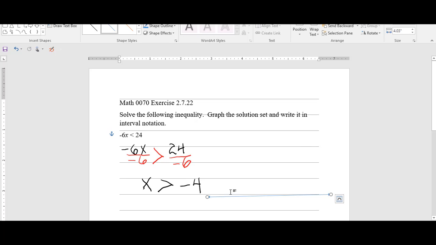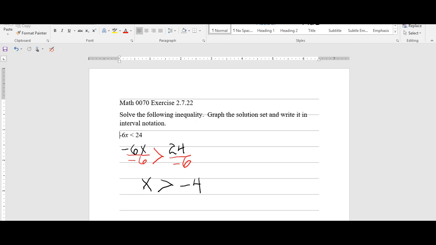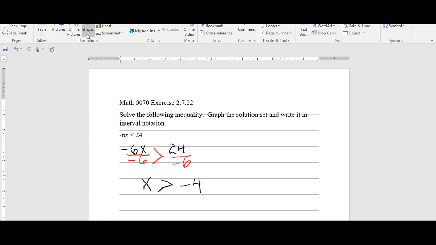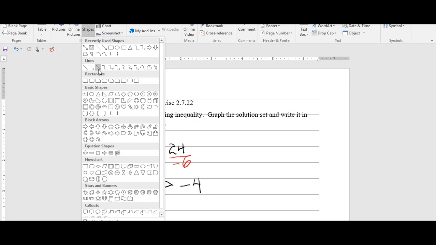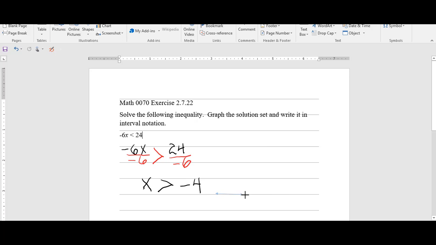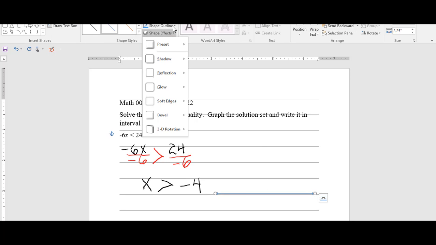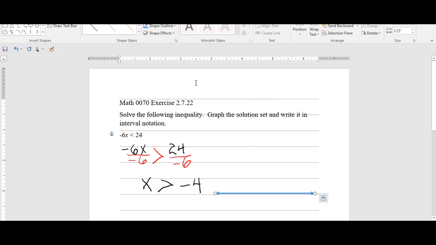So I'm going to graph this. I'm placing the number line. I start with the number line, and so that it's straight, I'm going to use my shapes. And notice a number line always has arrows on both ends.